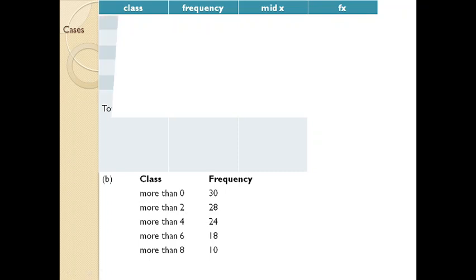So let us write down the classes. It will be 0 to 2, 2 to 4, 4 to 6, 6 to 8 and 8 to 10. I hope you understand how to find the class.